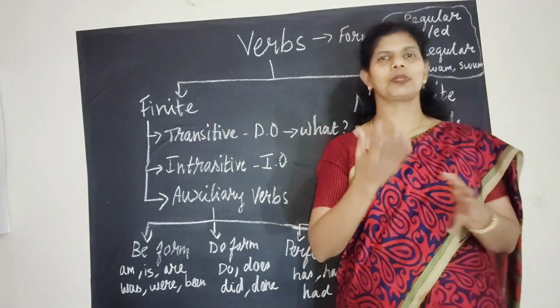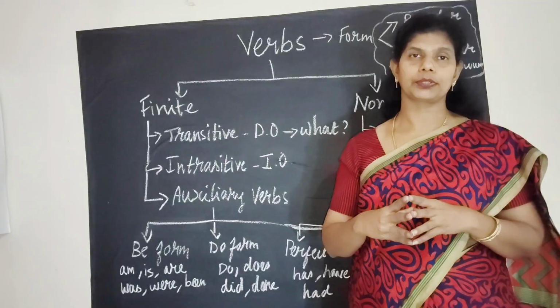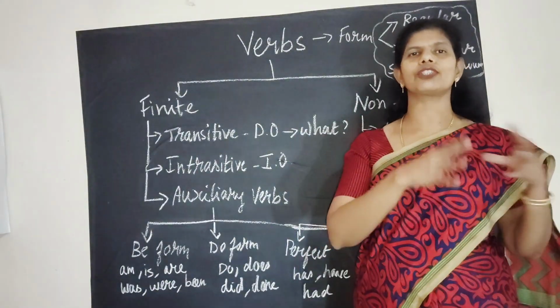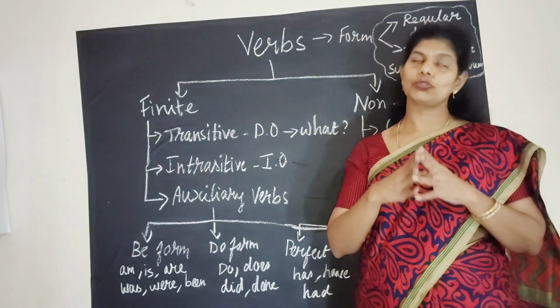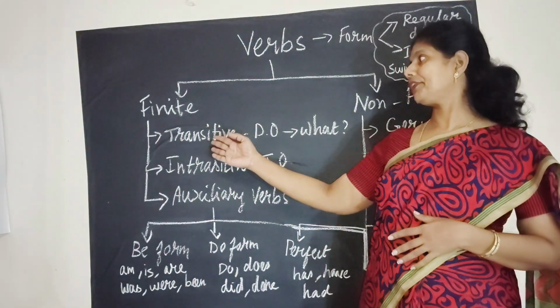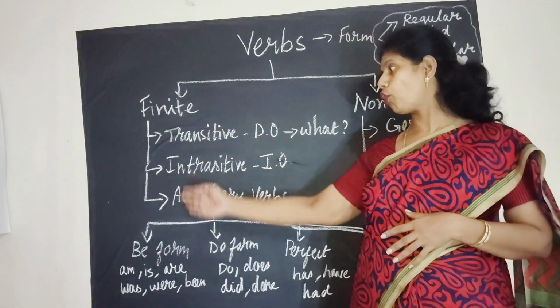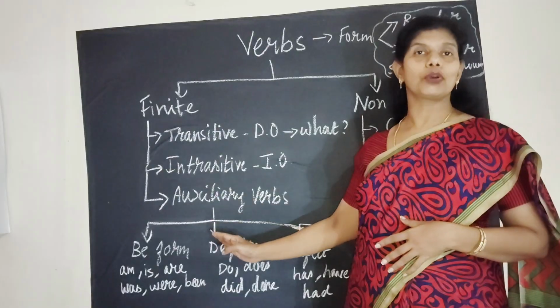I'll explain it to you later. Non-finite verbs don't change their forms; they remain the same. There is a formula for each non-finite verb, and I'll put it on the board so that you understand it. Under the finite verbs, we have all these: transitive, intransitive and auxiliary verbs.